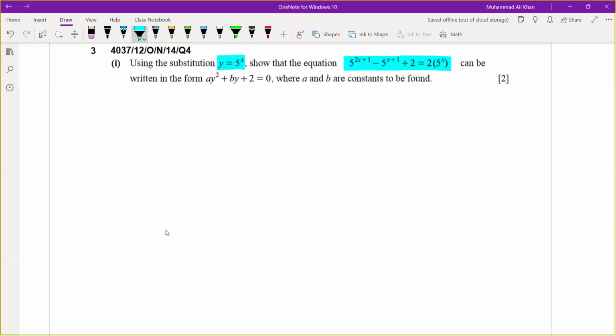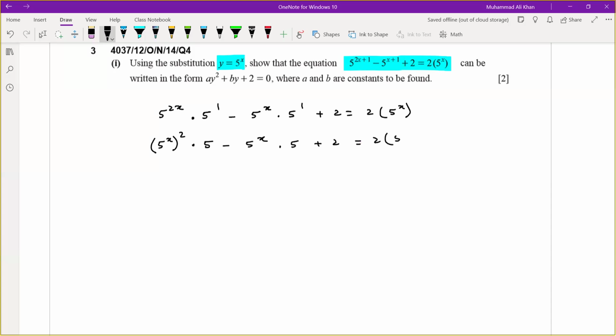Now, the substitution is y equals to 5 power x. तो अब इक्वेशन में हम क्या करेंगे, 5 power x को अलग करेंगे. कैसे? From the given equation, I am writing 5 power 2x into 5 power 1. ब्रेक कर लिया मैंने, 5 पावर 2x प्लस 1 को ब्रेक कर लिया, और वो क्या हो गया जनाब, 5 पावर 2x इंटू 5 पावर 1 माइनस, here I am writing 5 power x into 5 power 1 plus 2 is equal to 2 times 5 power x. Now I am writing here 5 power x whole squared into 5 minus 5 power x into 5 plus 2 equals to 2 into 5 power x.